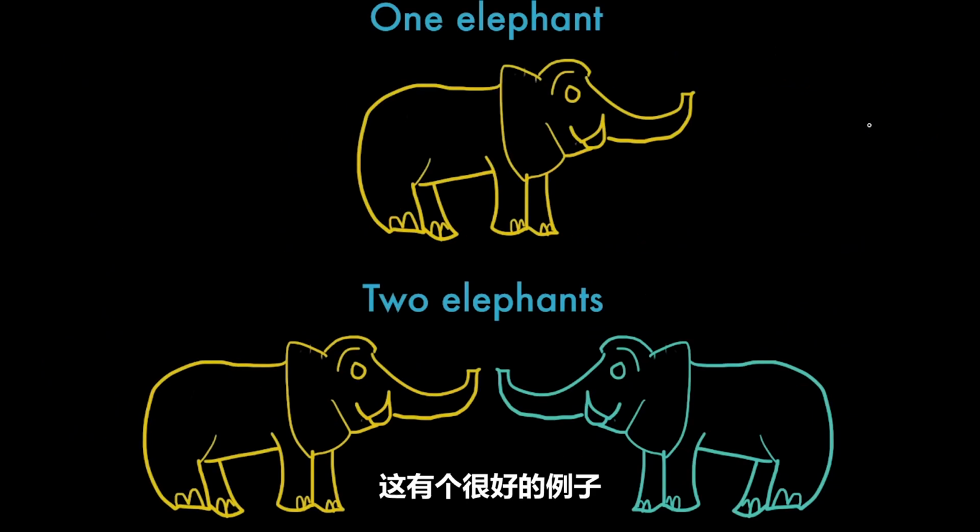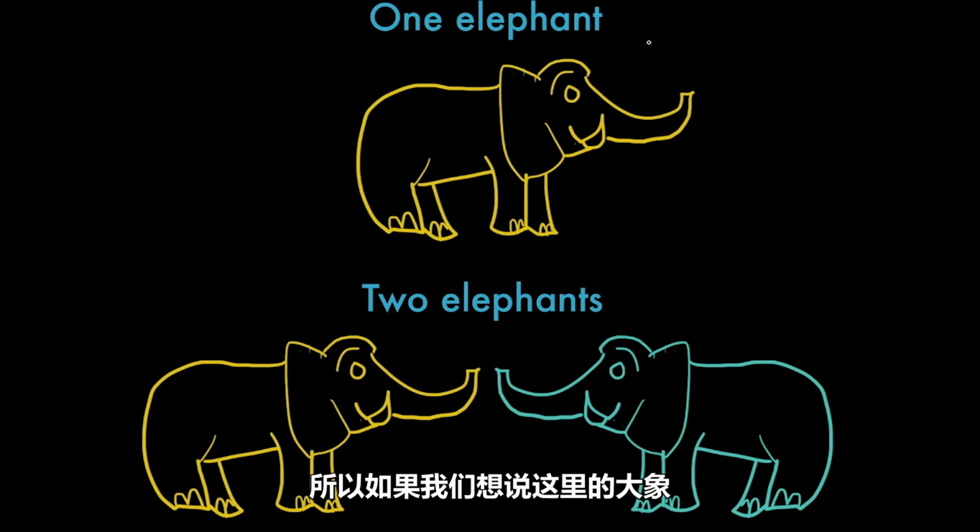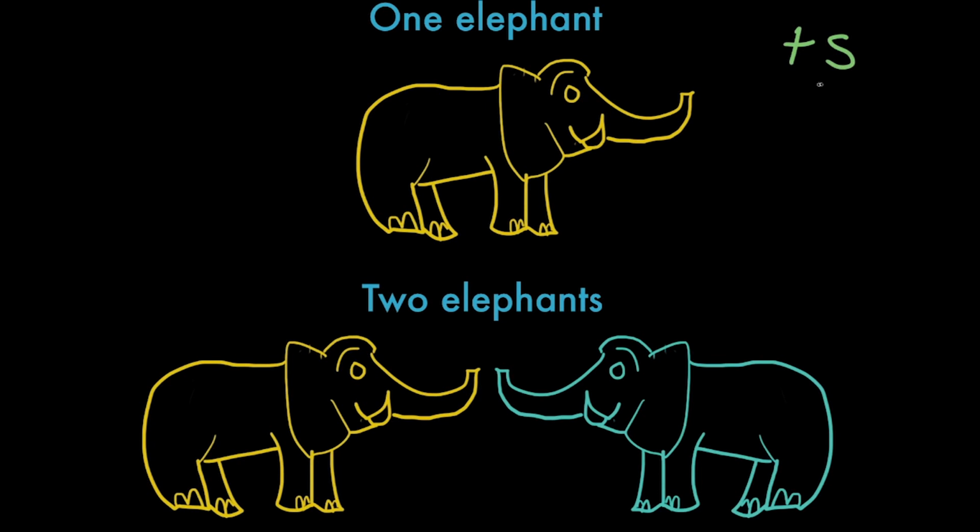Here's a good example, right? So we have one elephant here, and down here we have two elephants. And the only difference between this word and this word is that this one has an S on the end of it. So if we wanted to say that this elephant here was not, in fact, one elephant and was two elephants, all we have to do is add an S. We're changing it from singular to plural. And remember, plural comes from plus. You add an S. So one elephant becomes two elephants.